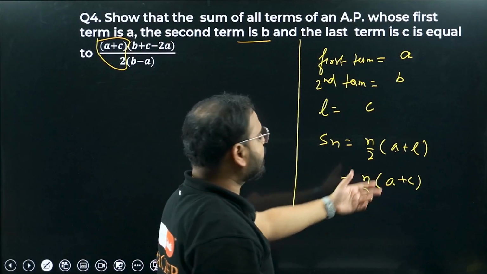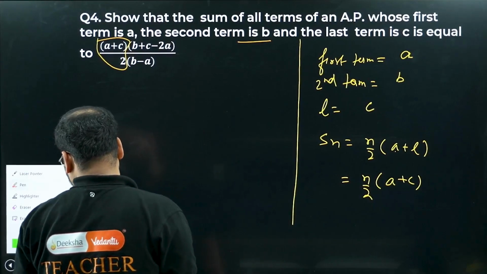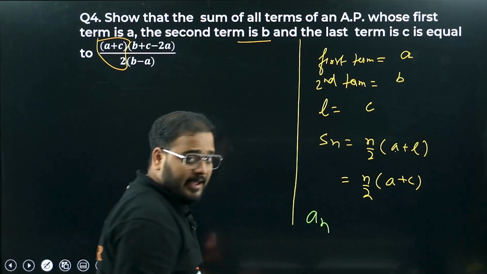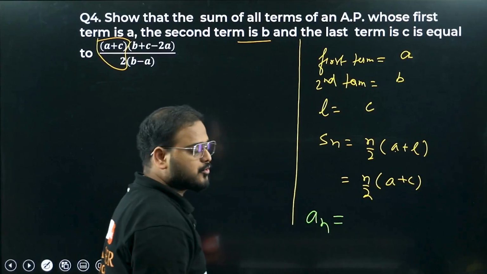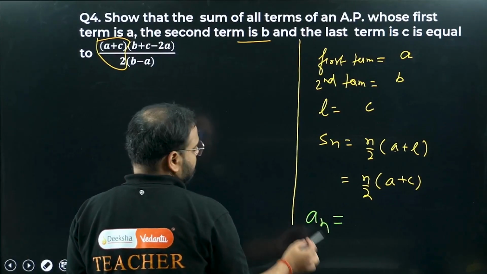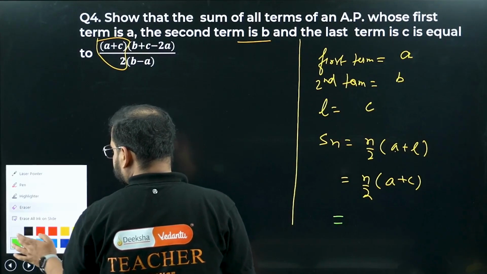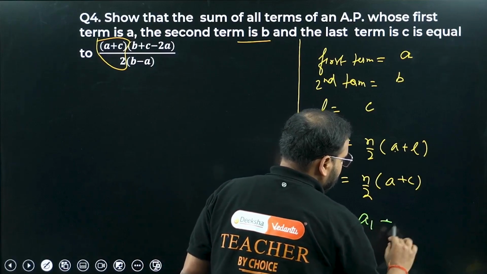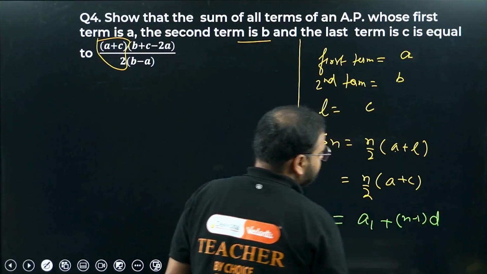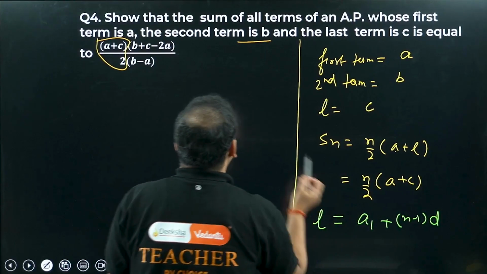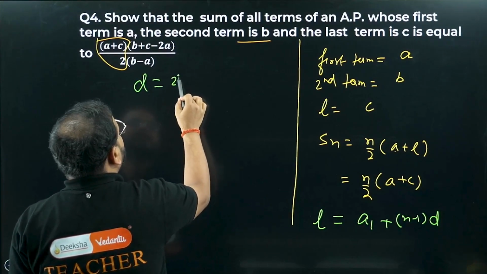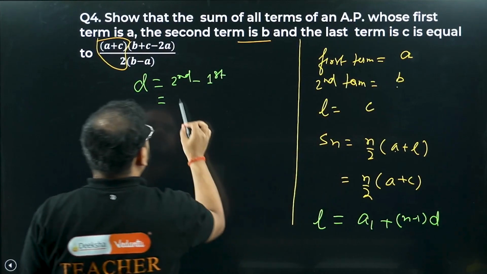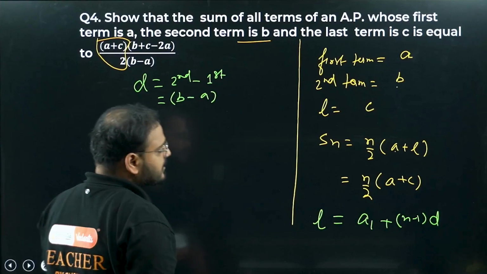I need the value of n in terms of A, B, C. How can you get that? I can write it from here. The nth term an equals what? Or I can write it as the last term also. Forget about the nth term. I can write the last term simply. So L, the last term, equals a1 plus (n minus 1) times d. Now what's d? Second term minus first term. What's the second term? B minus A.